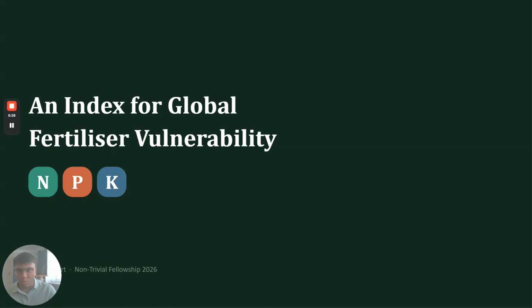Well, firstly, what is fertilizer? Fertilizer is a natural or manufactured substance that helps plants grow, and more importantly, they supply three nutrients which all plants need in varying concentrations: nitrogen, phosphorus, and potassium, otherwise known as N, P, and K. These nutrients are absolutely essential to plant growth and cannot be replaced.